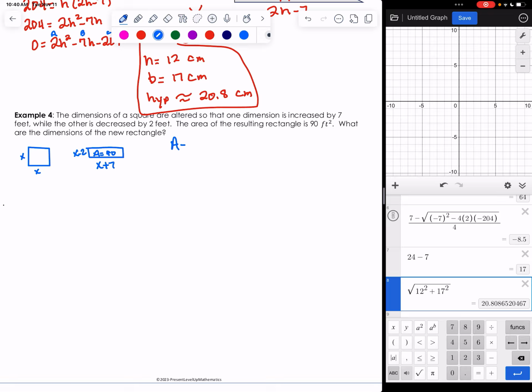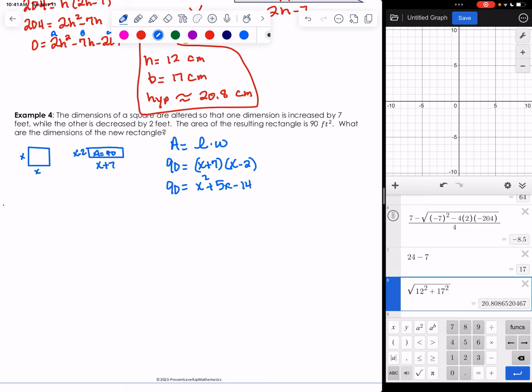And I know the area of a rectangle is length times width. So in this problem, we know the area is 90, and we know the length is x plus 7, and the width is the expression x minus 2. Now we're going to need to do a little simplifying before we can solve this. So I'm going to multiply x plus 7 times x minus 2, and that would give me x squared. Negative 2x plus 7x would be positive 5x, and 7 times negative 2 would be negative 14.